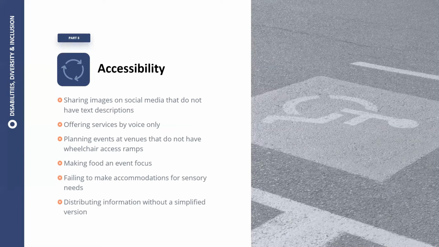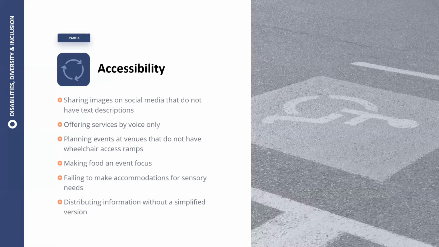But at the same time, a parent with a distressed autistic child may be heading in the direction of the restroom to clean up a toilet accident. This is just one example of how we can forget to consider accessibility. Some other places where we fail to consider accessibility are sharing images on social media that don't have text descriptions. This limits access for people with vision impairments or who use screen readers. Offering services by voice only, for example, call our office to schedule an appointment, can limit access for people who are deaf or non-speaking.